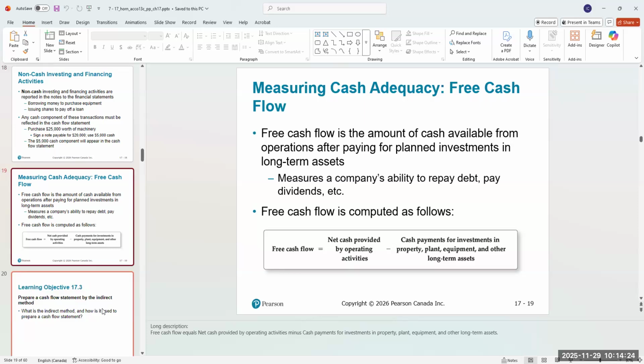What is the free cash? Free cash in the company is the cash that the company has for investment purposes. It will be the net cash that the company gets from operating activity minus the cash payment for investing in property, plant, equipment, and other long-term assets. That will be your free cash from which you can now pay your debt or pay dividend.